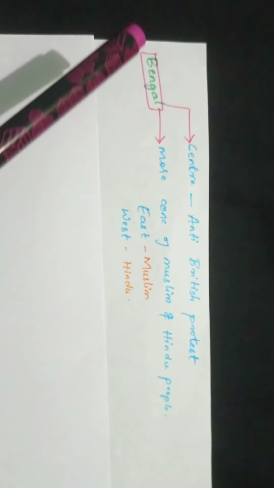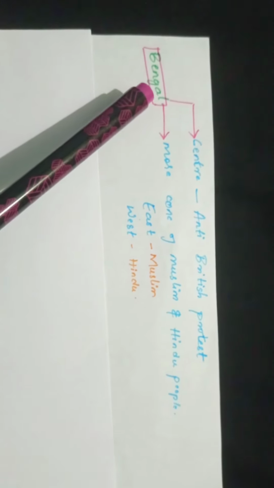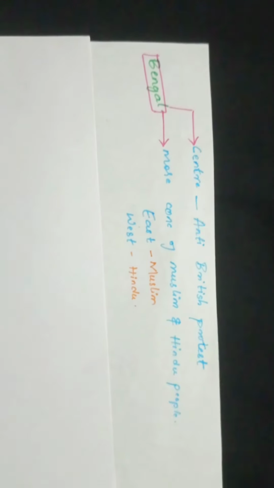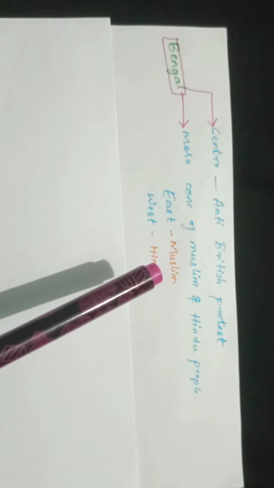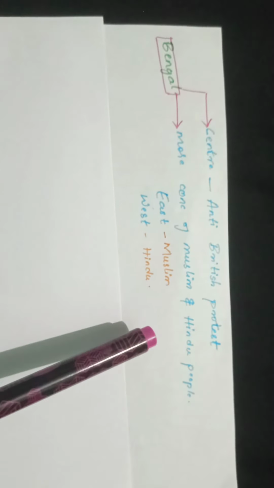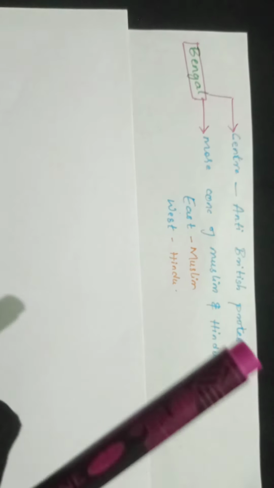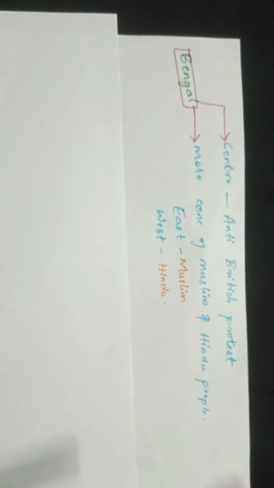Okay, some of the points related to Bengal are written in NCERT. Bengal was the center of anti-British protest, and there was a large concentration of Hindu and Muslim people. It was not that Muslims were more or Hindus were more; both had more concentration compared to other states. In the East, Muslims were more, and in the West, Hindus were more.